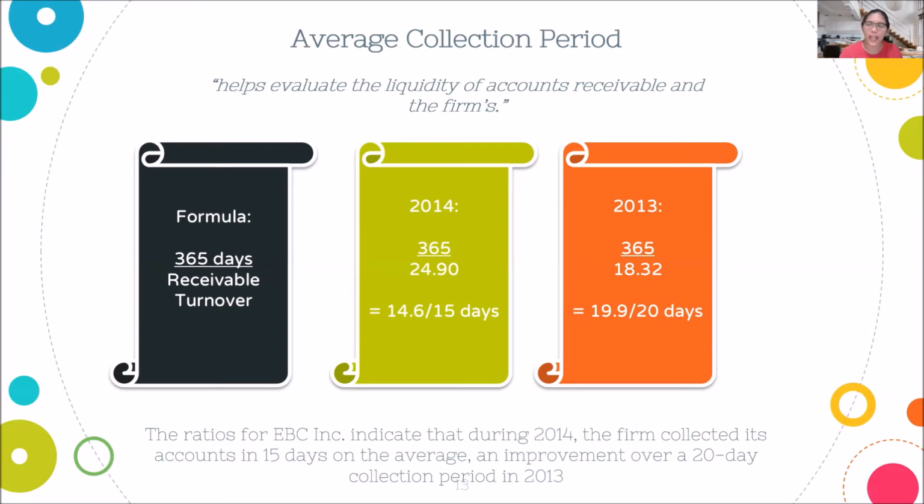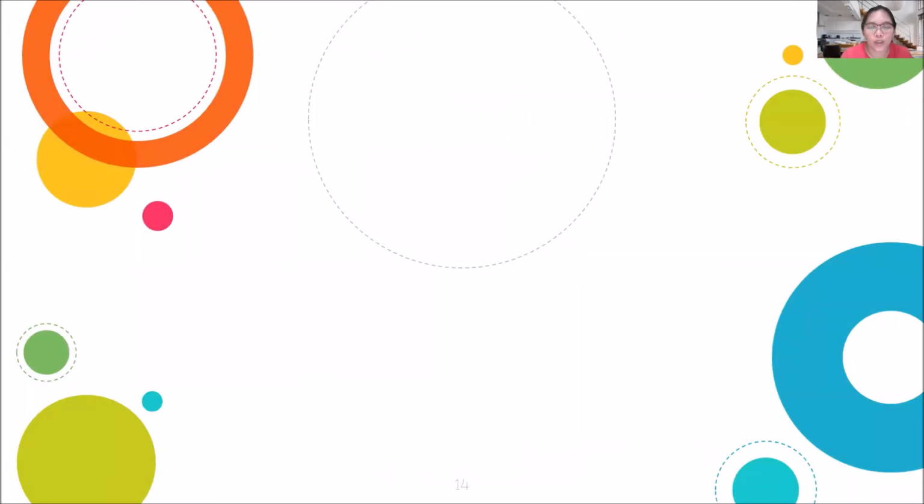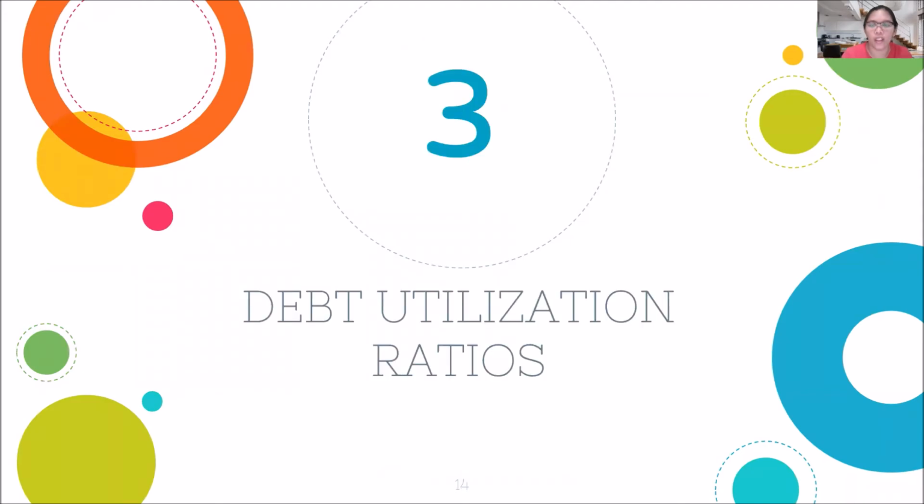So again, when we say asset utilization ratio, the question here is, did the company utilize the assets well? Based on this ratio, based on this performance, I can say yes. Probably I have no doubt. Yes, they did. Okay. So next is the debt utilization ratio.